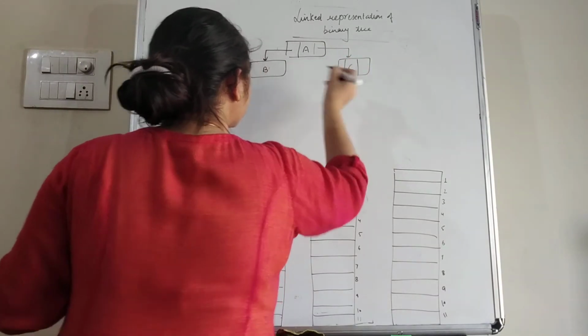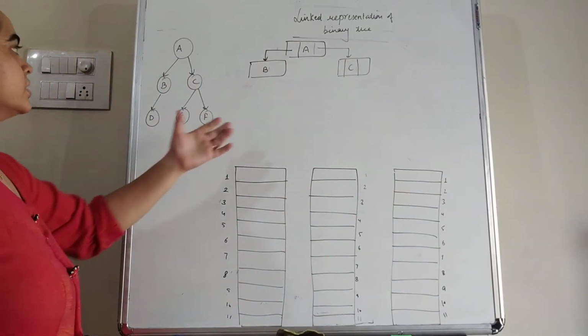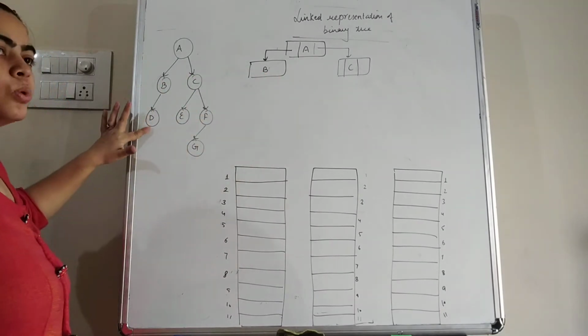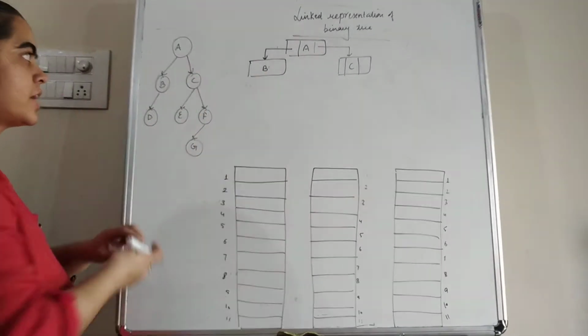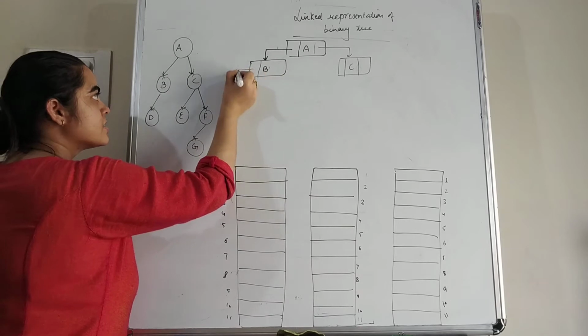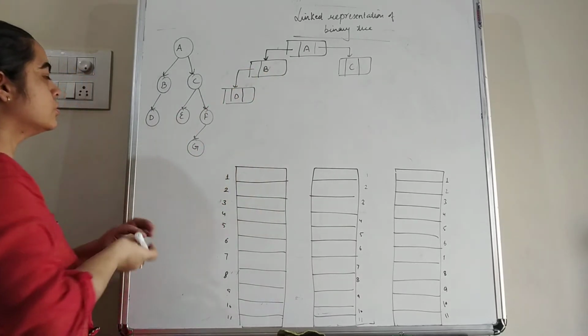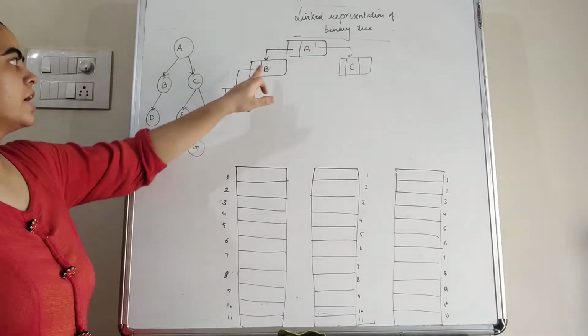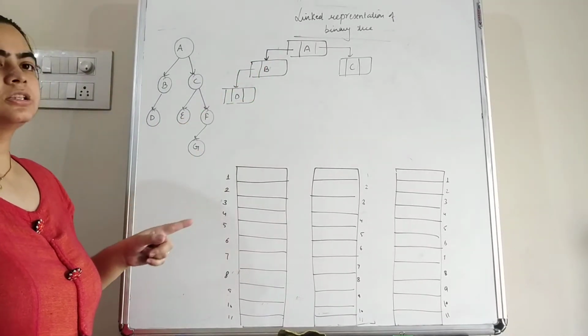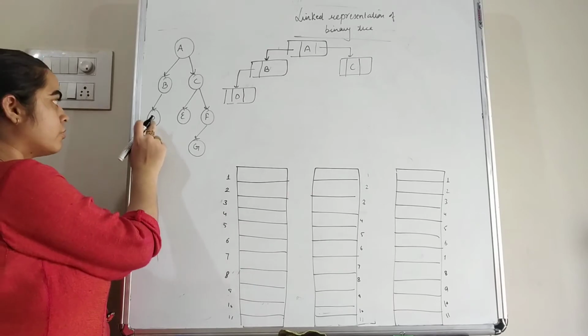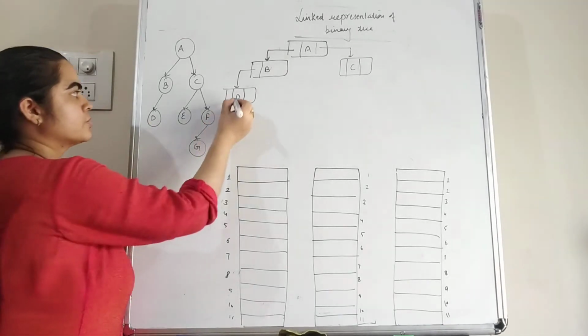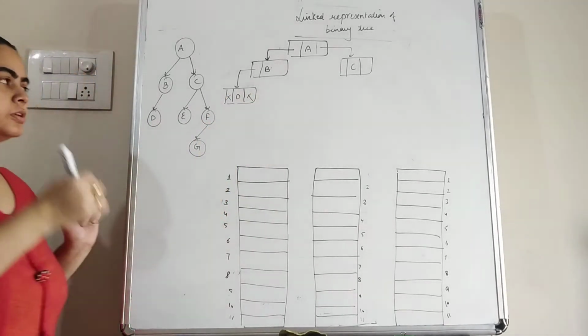So this is the C node. Again students, for B there is only one child, that is the left child. So that means again there is a pointer to the left child, D. Here D is the left child of B, so the pointer is from the left side. Now further there is no child for D, so that means this is the end of the pointer.